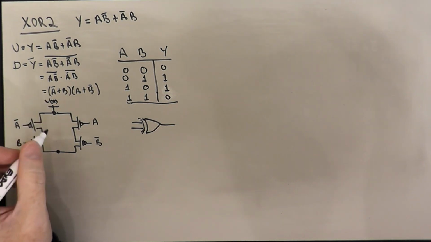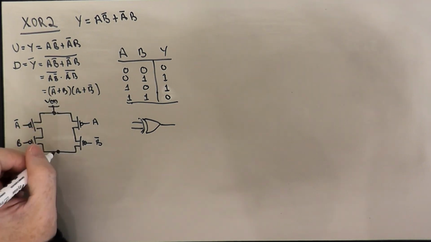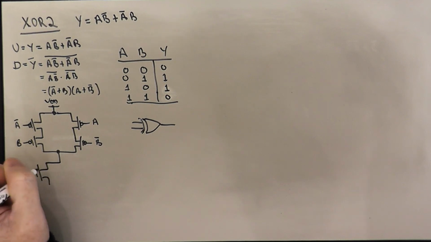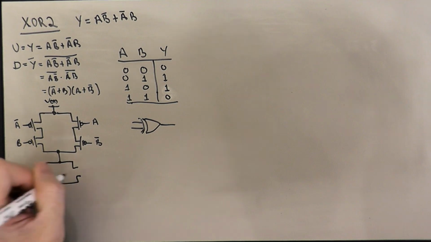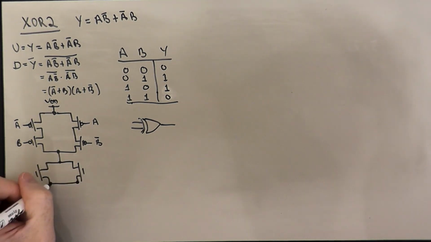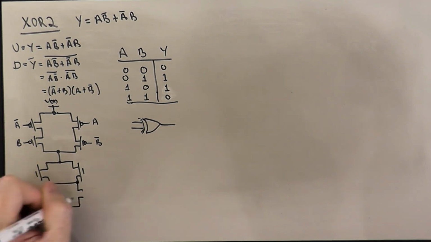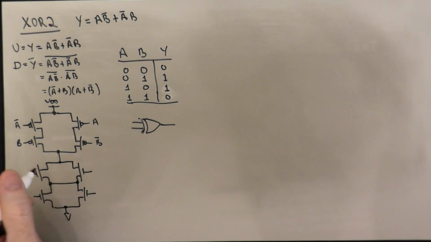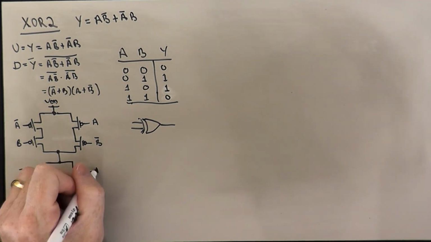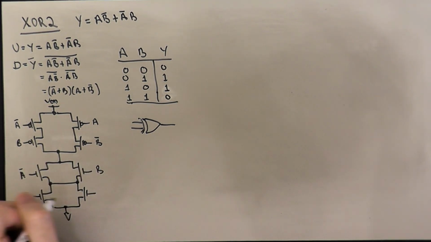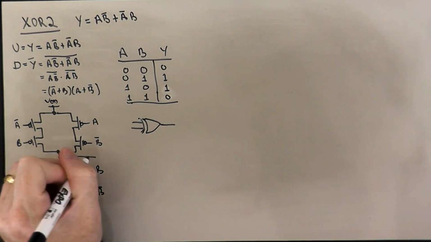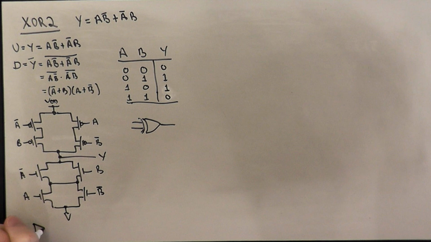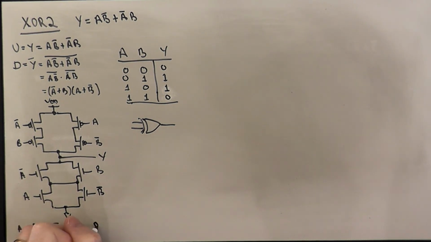And the pull-down network would be a series combination of two transistors in parallel each, so that would look something like this. So A bar B. We've got A B bar. And then the output of the gate here is Y. And we're going to need two inverters to generate A bar from A and B bar from B.